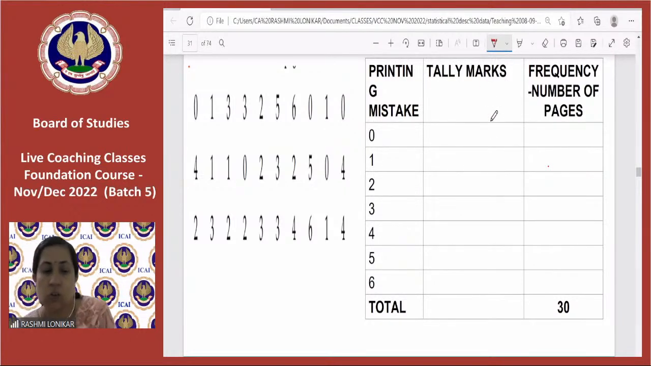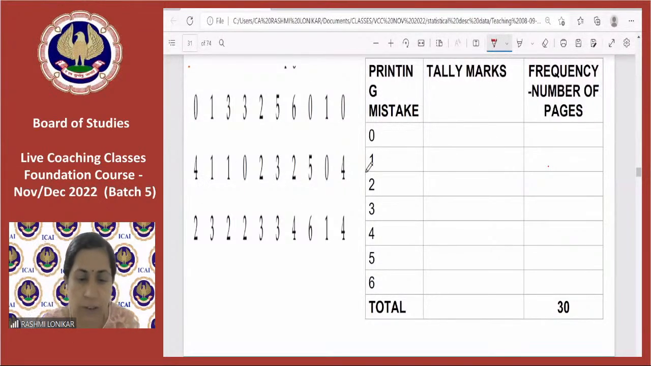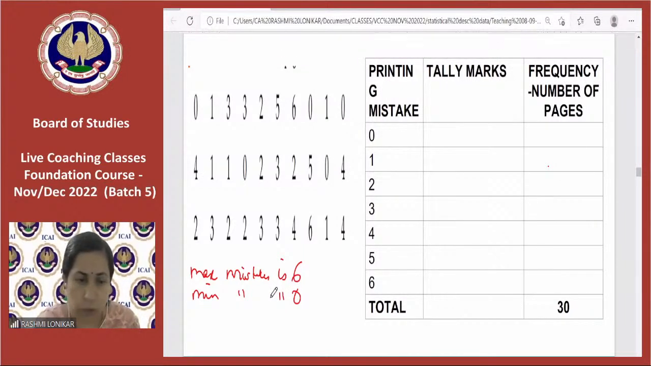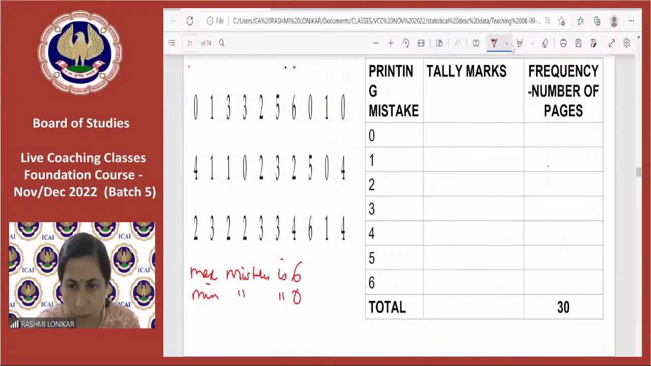So from this, what did I realize? The maximum mistakes is 6. Minimum mistakes is 0. This I have seen. Now I have to just put them. Now I will first count 0. How many 0?